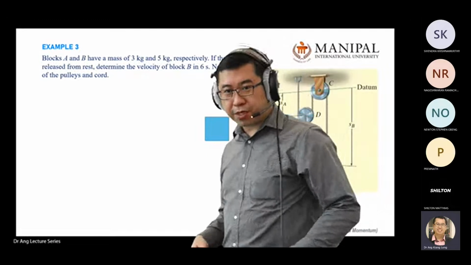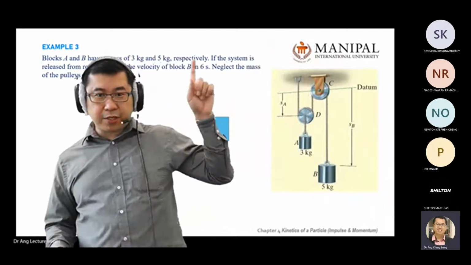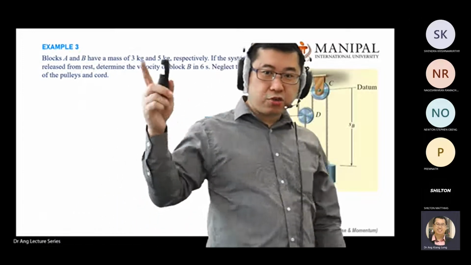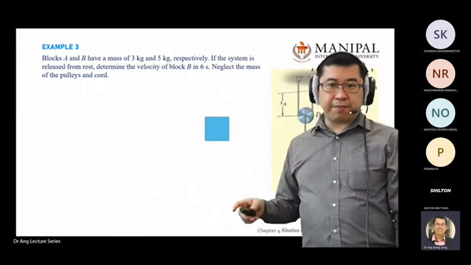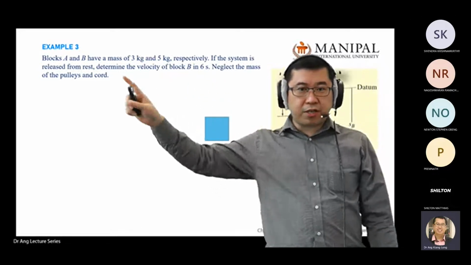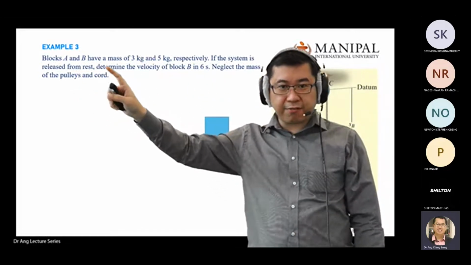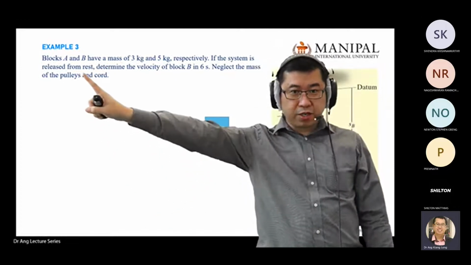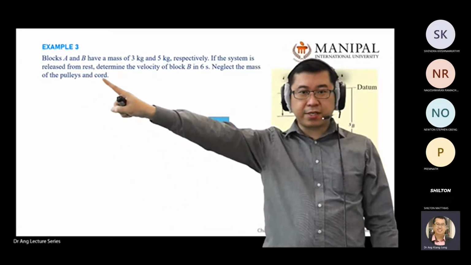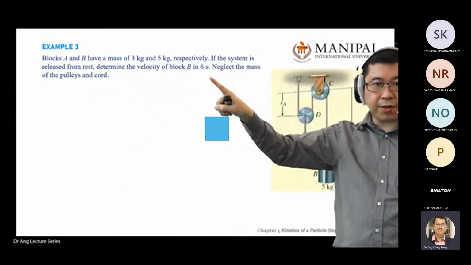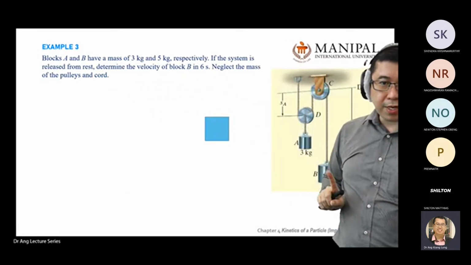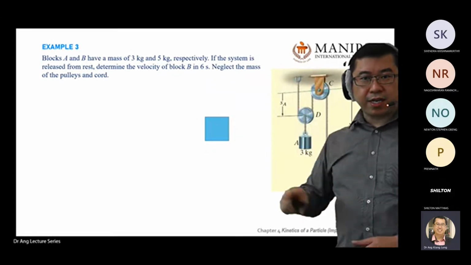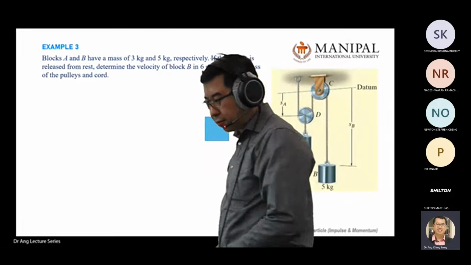You're having a pulley system and you're given some information. As you can see in your tutorial, you were given the mass 3 and 5 kilogram for A and B. The system is released from rest, so you know the initial velocity. Determine the velocity of block B after 6 seconds. Ignore the mass of the pulley and cord.